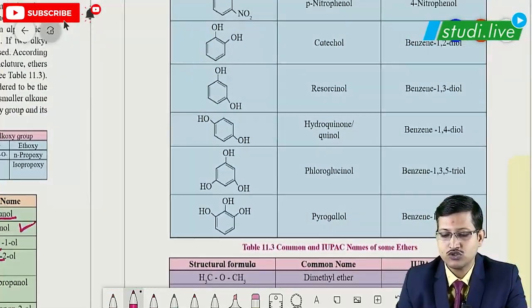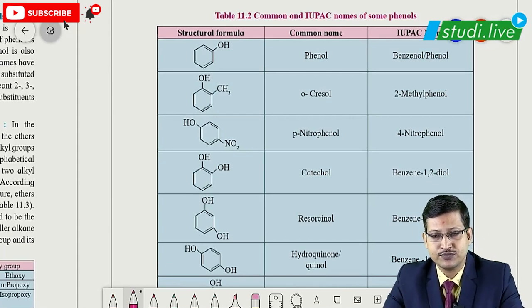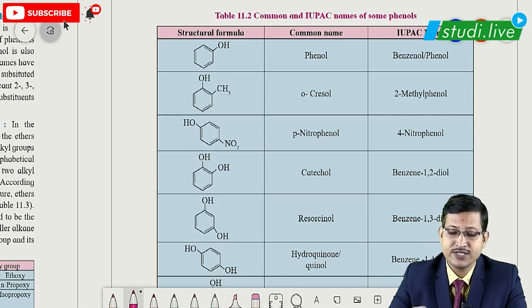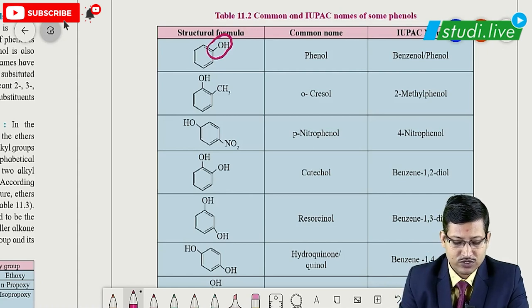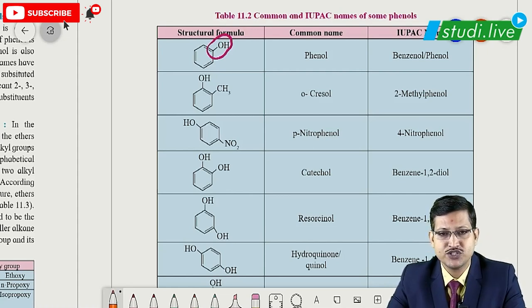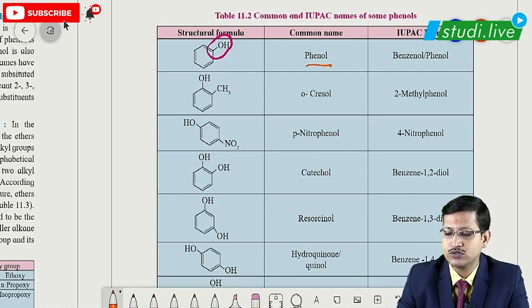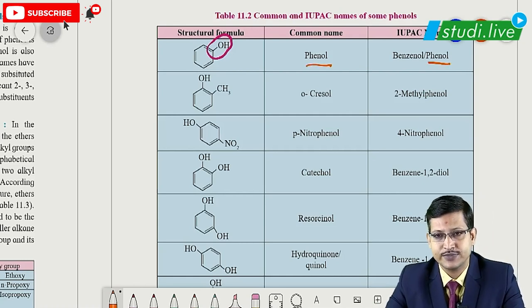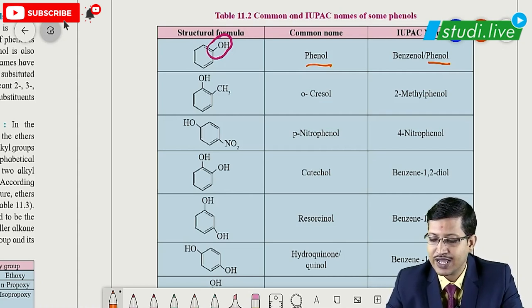Now coming on to the nomenclature part of phenols. How will you give the names for phenols basically? Now the first compound itself, benzene ring with OH. Now this benzene ring which is attached to OH, you will realize one very common thing, that this is phenol here also. There are some compounds wherein you will have the same common names and the same IUPAC names also. They are likely possible. So it is phenol and phenol.